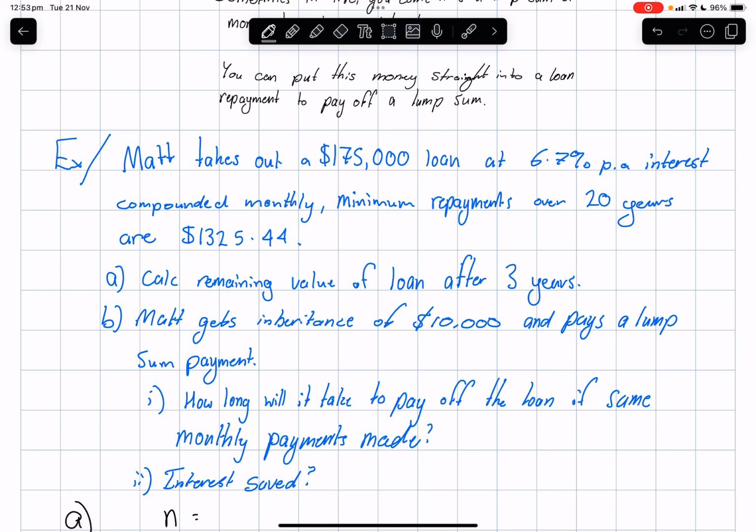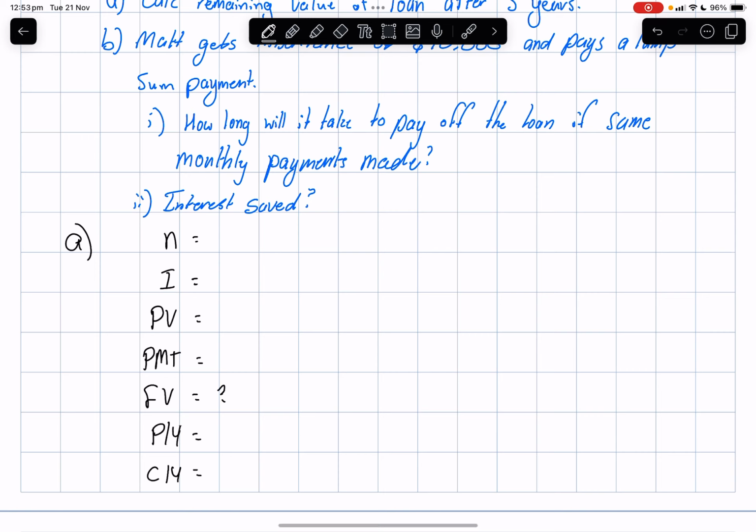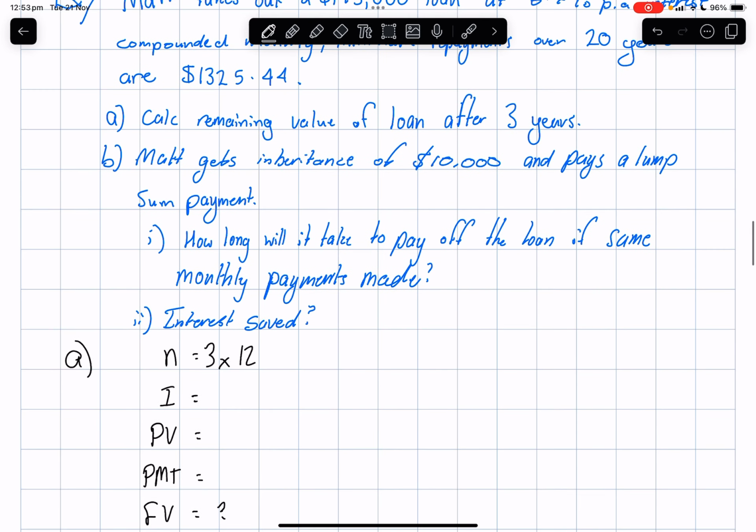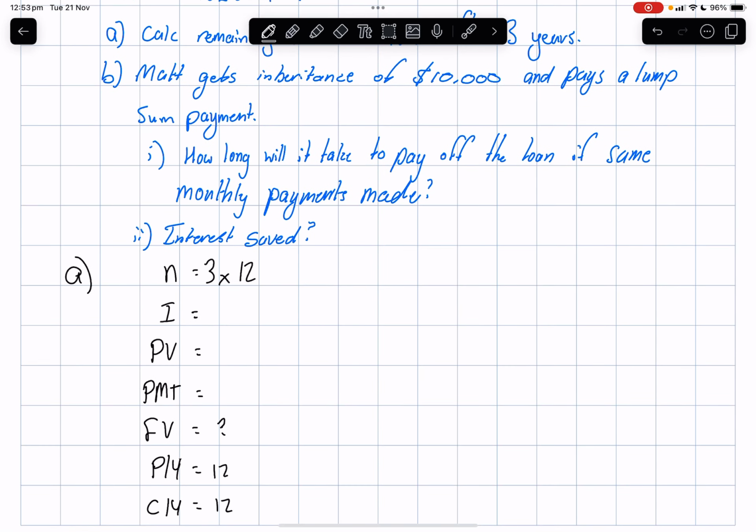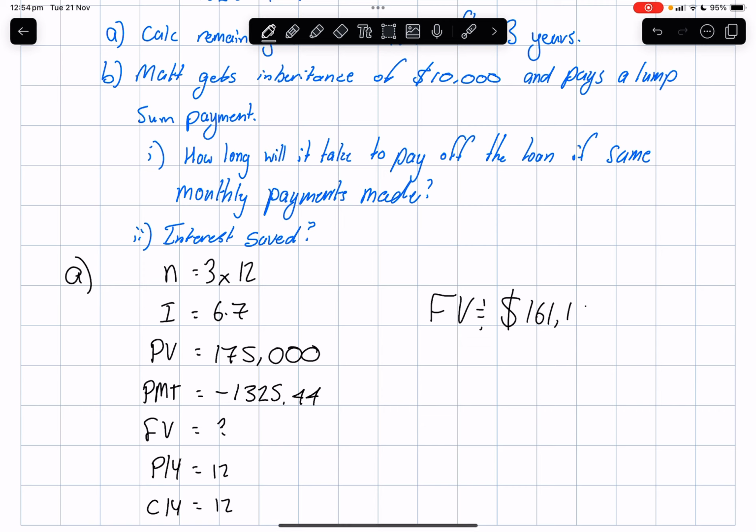So, value after 3 years. We want to find the future value. We're still rolling with months, and we've got 3 years times 12 months, 6.7%, and we have a $175,000 loan, and my payments were $1,325.44. So the future value of my loan at that point is $161,152.58. That is the value of my account after 3 years.